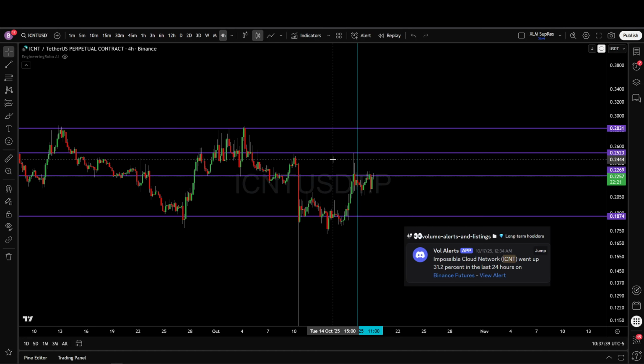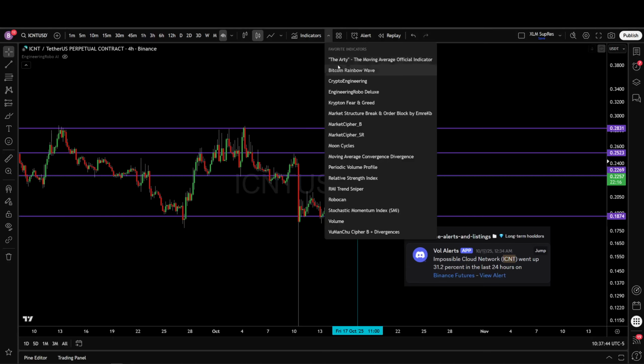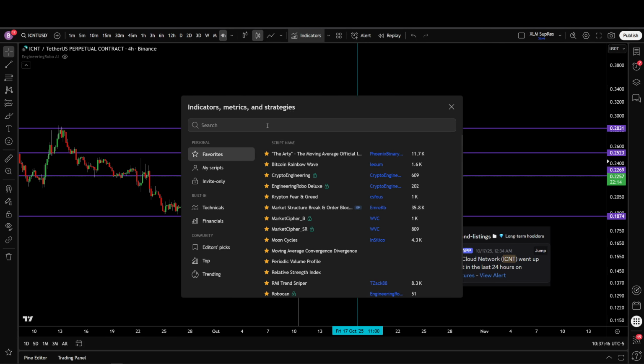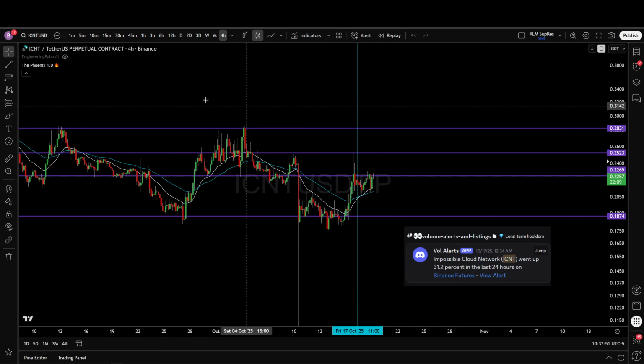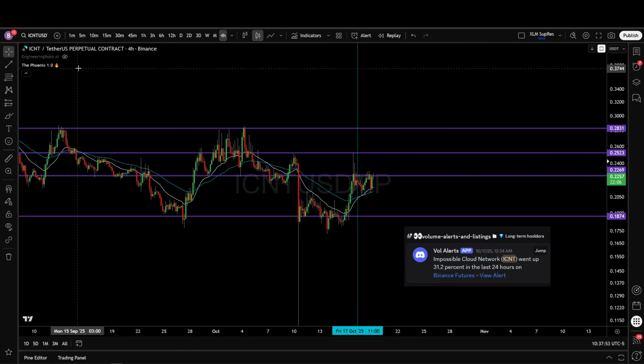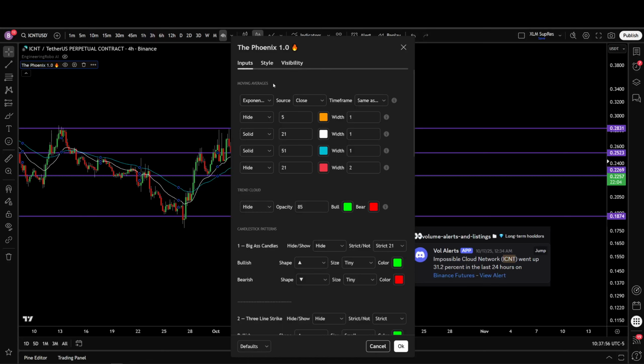So start off at a higher time frame, like a 4 hour or something. Mark some lines. Get used to doing that. And then what you're going to want to do is go to indicators, search the ARTY, click it. It's going to be called the Phoenix on here, but it's the same thing. Go to the settings, make sure this is on exponential right here. And it doesn't matter where you put these. Mine are on number 2 and number 3 here, but the 21 EMA and the 51 EMA. So you could put them up here, 21, 51. It doesn't matter where you put them.